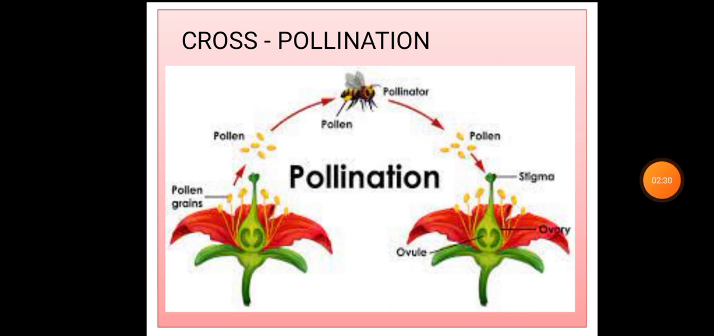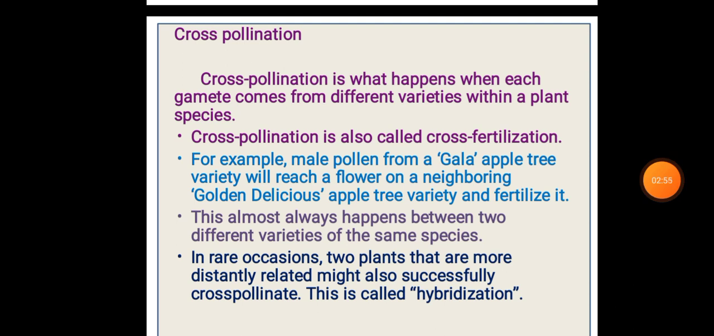Now I think you understood. In this picture, the honeybee is mainly responsible for the transfer of pollen grains from the anther to the stigma of the flower of another plant of the same or different species. So then we will understand once again cross pollination.